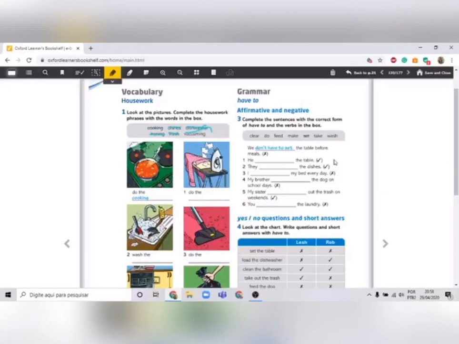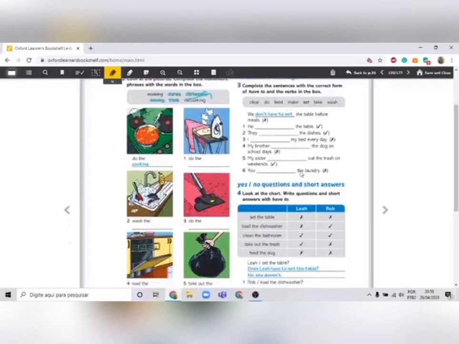So I will repeat. 1, has to clear. 2, have to wash. 3, don't have to make. 4, doesn't have to feed. 5, have to take. 6, don't have to do. Okay?